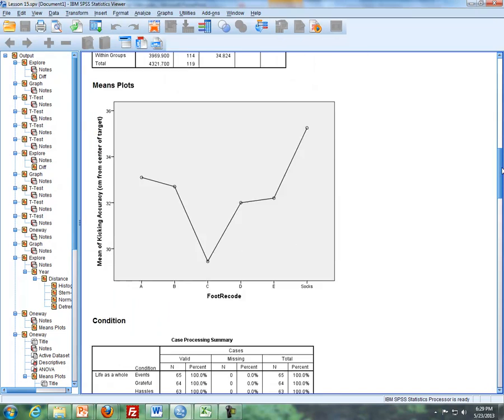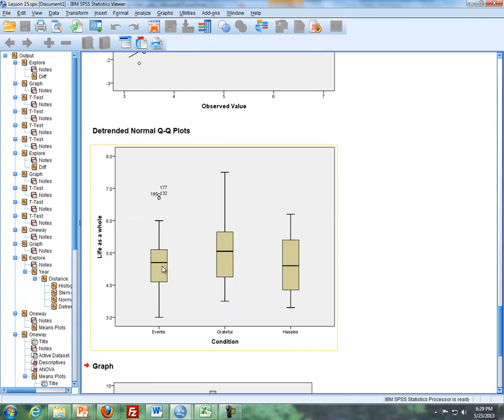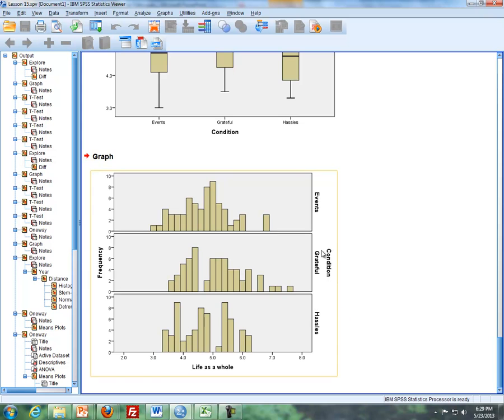We can also get histograms, and I have an example of both the box plots, where we can compare the side-by-side box plots, and also the histograms. If you look at it here, it looks like the hassles group has a narrower, smaller spread. And this one here looks to be right skewed. And this one you can almost argue is bell-shaped.